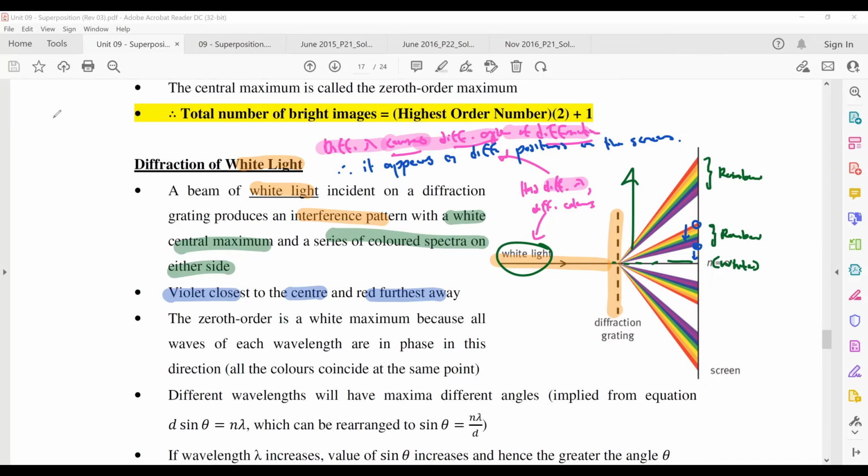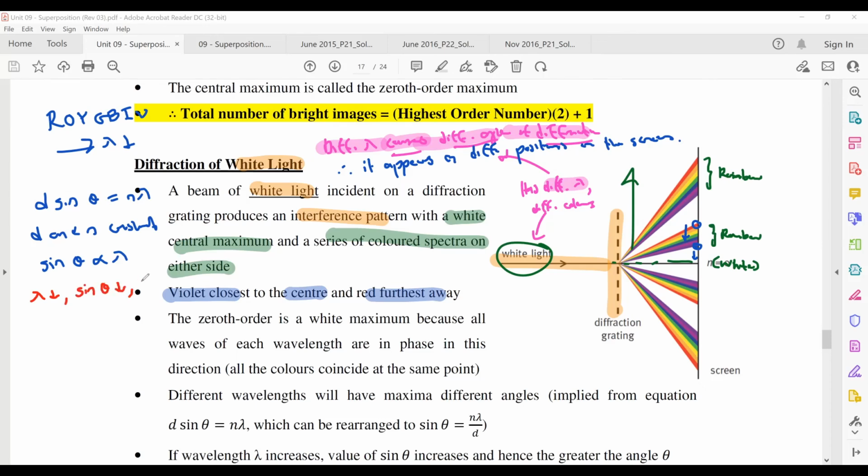It's because ROYGBIV, violet has the smallest lambda, so lambda decreases. So d sine theta equals n lambda. If I'm talking about d and n constant, sine theta is proportional to lambda. So generally speaking, what we'll say here is that when lambda is decreasing, sine theta decreases. Therefore, theta decreases. This one will be closer to center.